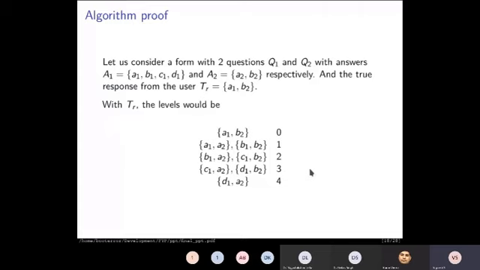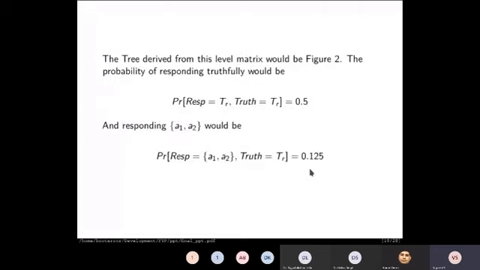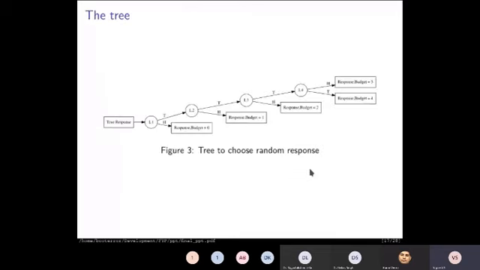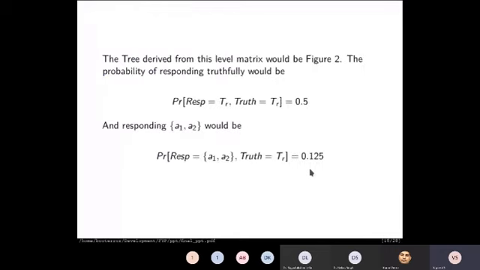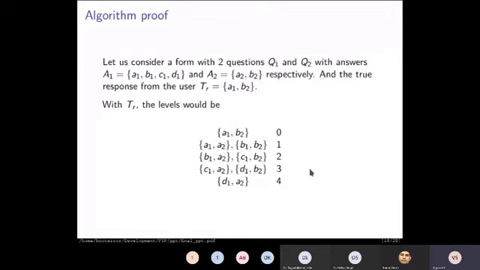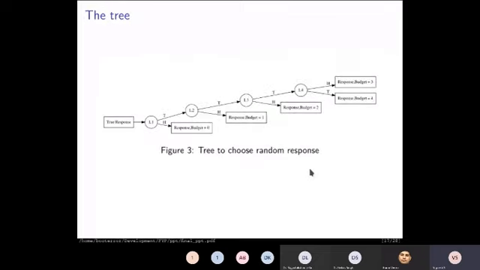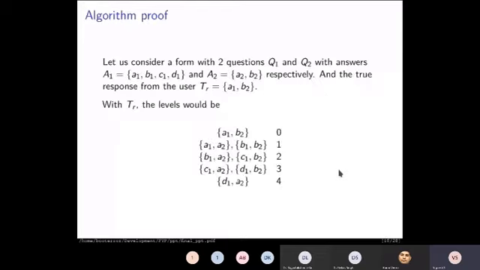Let's take a particular query like A1 and A2. According to the equation above, the probability of the response being the truth, given my truth, is 0.5 because of one coin flip over here. And then if the system responds, let's say A1, A2, its probability given truth is 0.125, and that would be because it's on level one. The first coin flip giving a tail would be 1/2. The second coin flip giving a head would be 1/2. And since there are two responses here, the probability of picking at random would be 1/2.